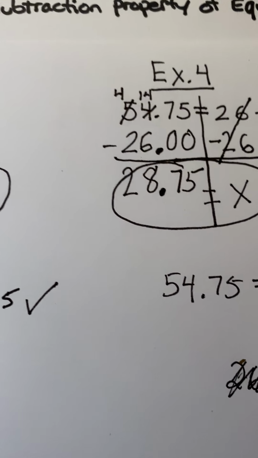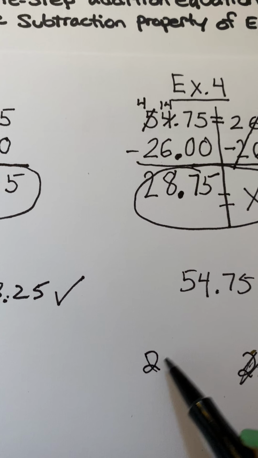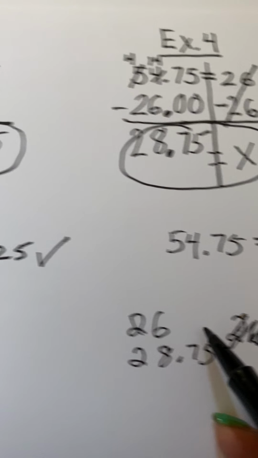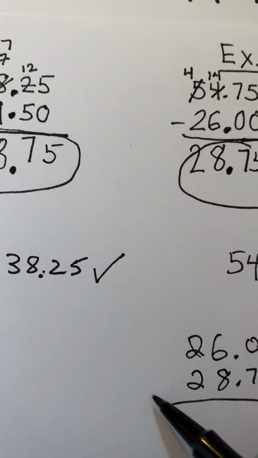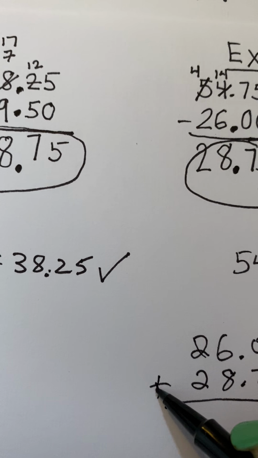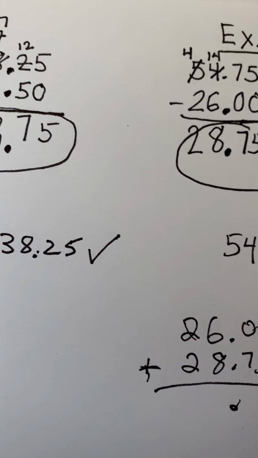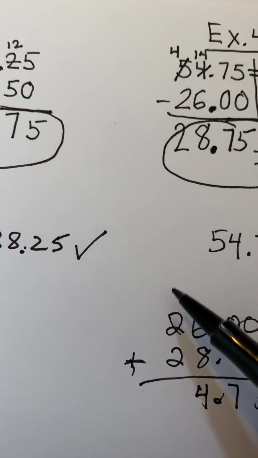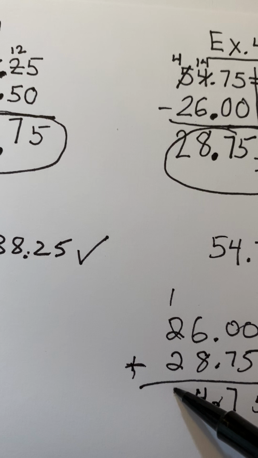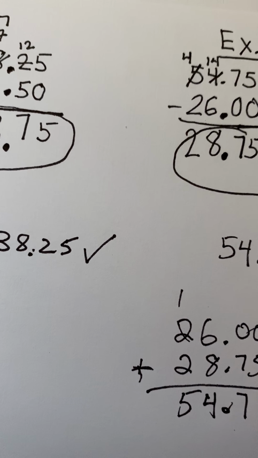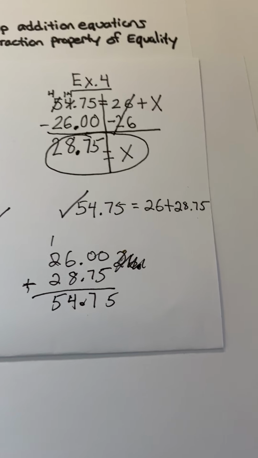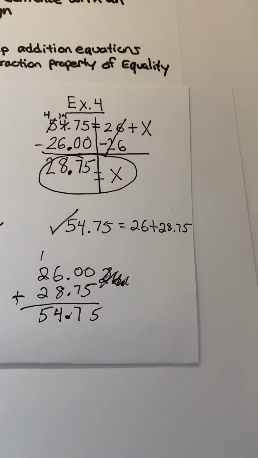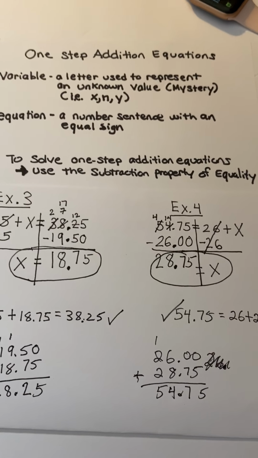And then down below, you would simply write a sidebar problem, making sure that 26 plus 28.75 is equal to 54.75. So we're going to do the plus sign. This is my quick little sidebar problem. Ones column 5, tens column 7, 6 plus 8 is 14, right side down, left side up. And then 2 plus 2 is 4, plus 1 is 5. 54.75, it checks. So it does work out, and that is your example for problem number 4 for one-step addition equations.